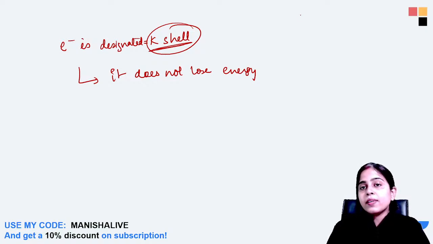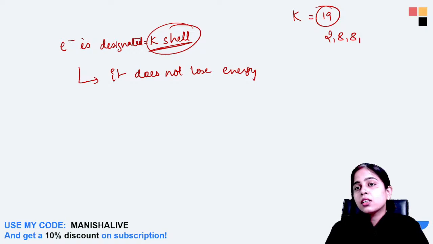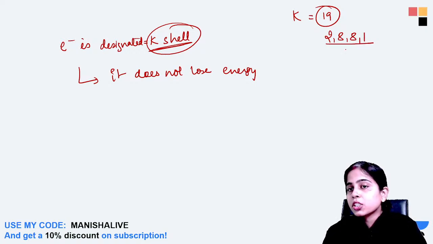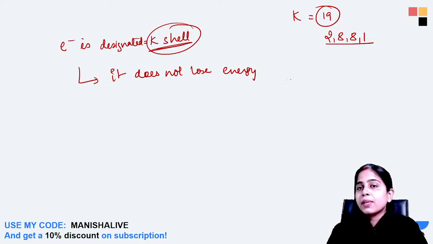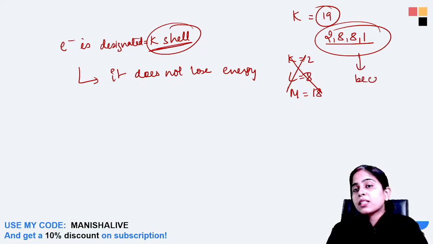Let's take the potassium example. Potassium's atomic number is 19, so it will have electrons like 2, 8, 8, 1. That is the electronic configuration. As per the rule, it should have been K equals 2, L equals 8, M equals 18. But this is not the case. We have the electrons arranged in this manner because of the presence of subshells and orbitals.